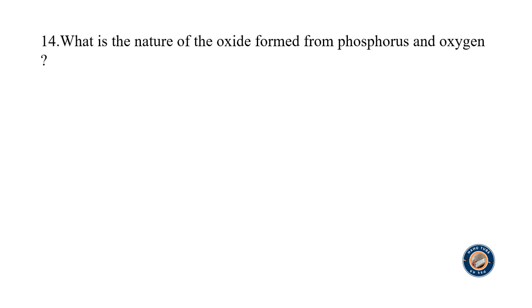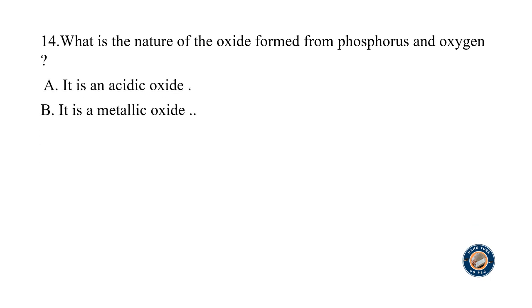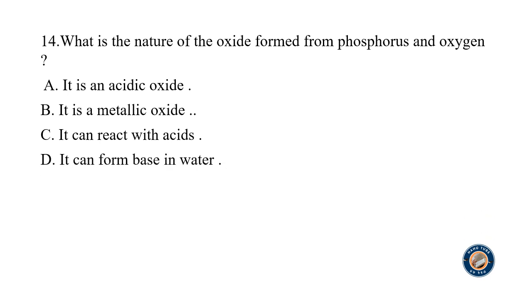Question number 14. What is the nature of the oxide formed from phosphorus and oxygen? A. It's an acidic oxide. B. It's metallic oxide. C. It can react with acids. D. It can form base in water.